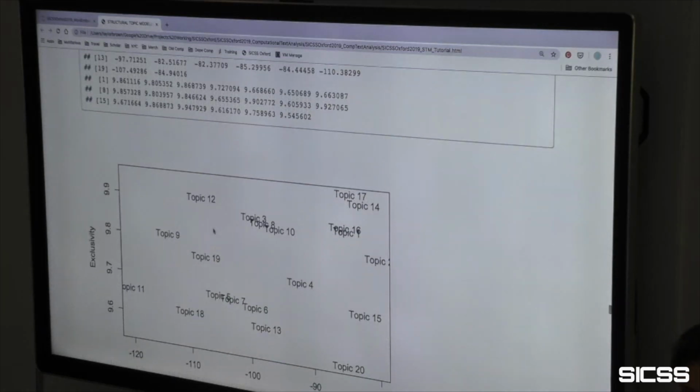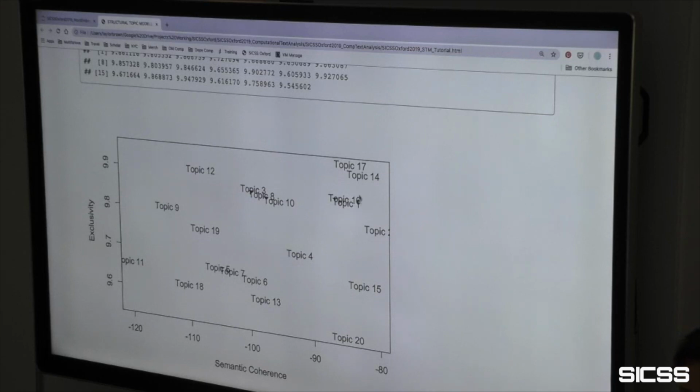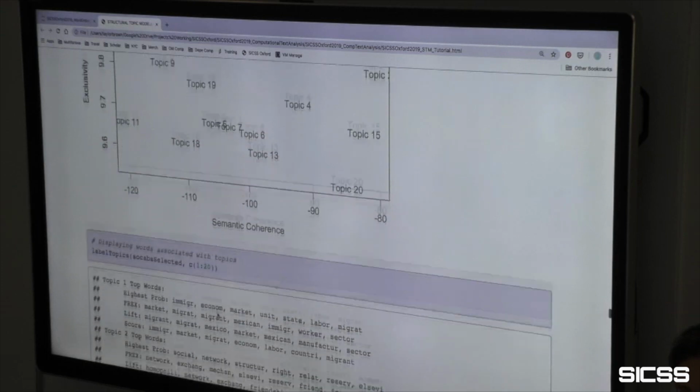Then you can look within a particular topic. It looks like topics 17 and 14 are super high on both exclusivity and semantic coherence, whereas topic 11 is not that great at either, and topic 12 has good exclusivity but not a lot of semantic coherence. And you could go back to those topics and look at why, and maybe change according to that.